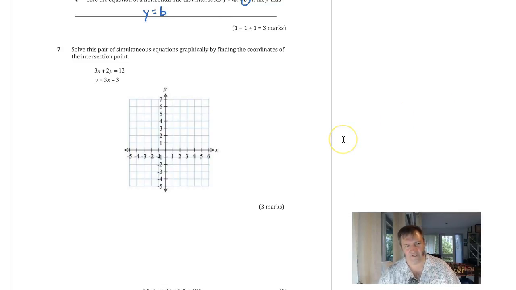Finally, this one here, solve the simultaneous equations graphically by finding the coordinates of the point of intersection. Again, this is what you're doing in your assignment, but very quickly, the second line there has a y-intercept of negative 3 and a gradient of 3, so it's going to go through here, up 3 and across 1. So it's going to go through these points.